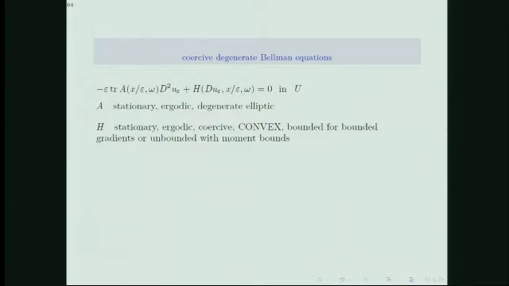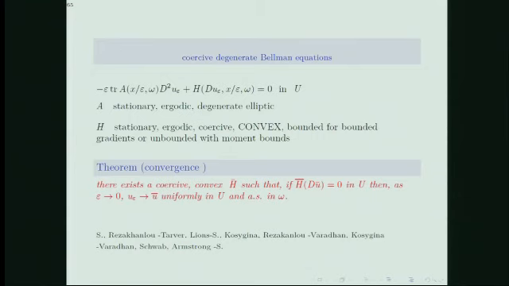I'm going to assume A can be degenerate elliptic, and H has to be coercive. Coercive means that if you freeze the other arguments and let the gradient go to infinity, H goes to infinity. And you can assume some bounds, but let's not worry about that. I put in capital letters there: convex. That's a puzzling problem because in the periodic case, you don't need convexity. So there is a problem with homogenization of Hamilton-Jacobi equations in random environments. You have to assume convexity.